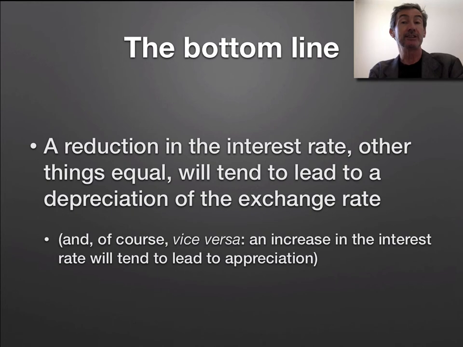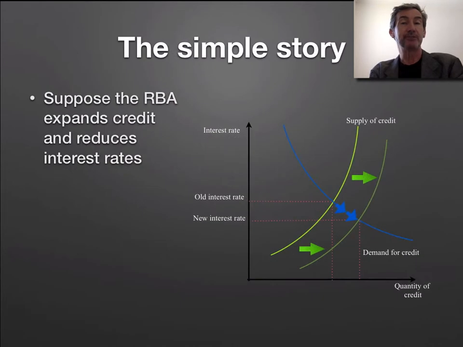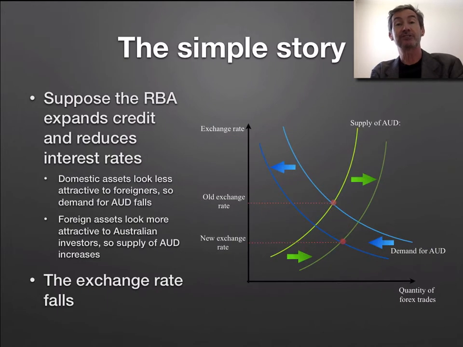The simple story just focuses on what happens when there is a cut in interest rates. So suppose, for example, the RBA expands credit and reduces interest rates. Now, the lower interest rates in Australia are going to mean that domestic assets start looking less attractive to foreigners. So their demand for Australian dollars to purchase Australian assets is going to fall.